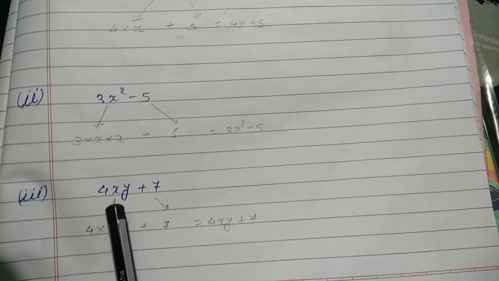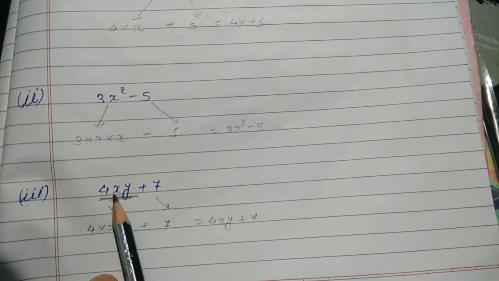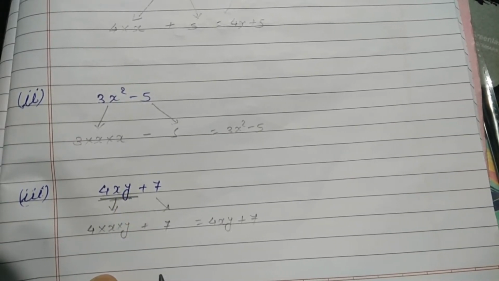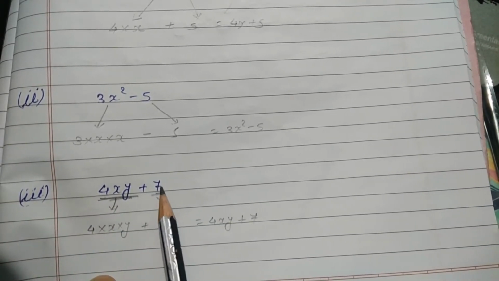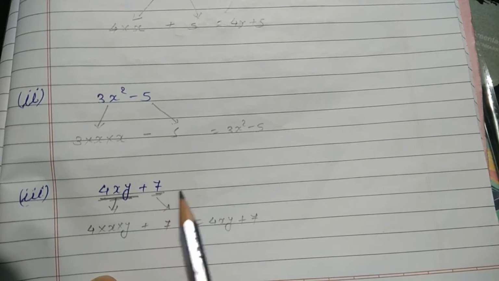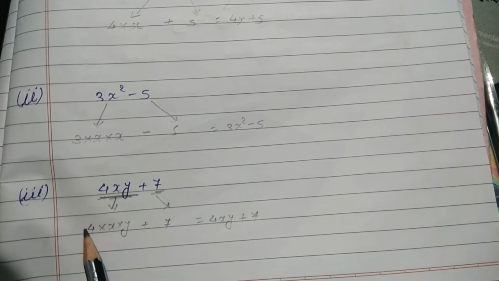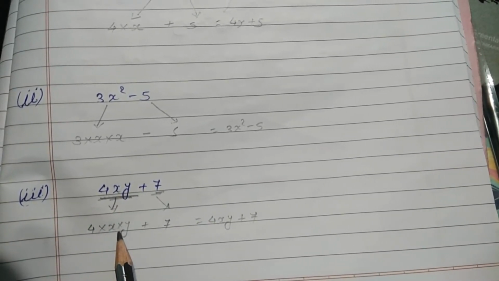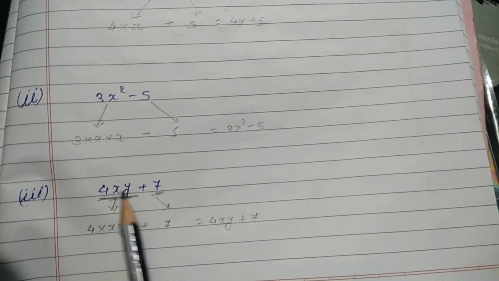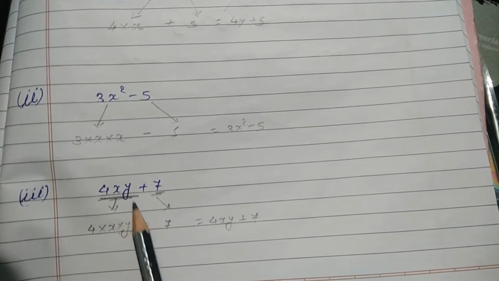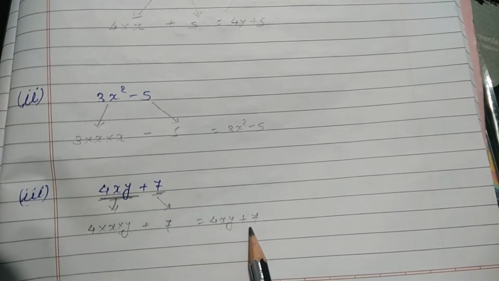Last example, 4xy plus 7. What are the variables? Here we can see that x and y are variables, and this 4 is a constant, and in this other part this 7 is a constant. There is no variable in this other part. How is it formed? When constant 4 is multiplied with variable x and it is multiplied with variable y, we get the product of these three, 4xy, and this product is added to the constant 7, we get the expression 4xy plus 7.